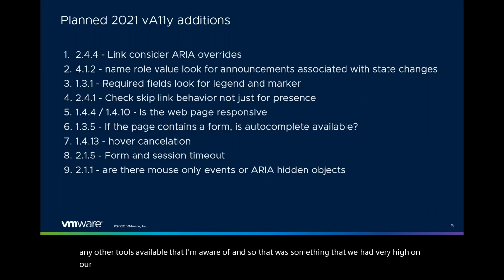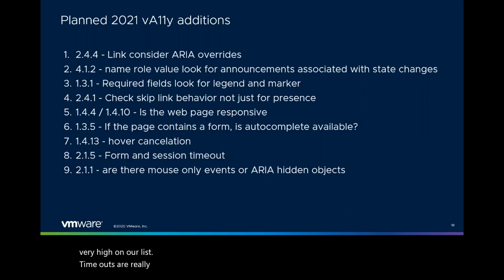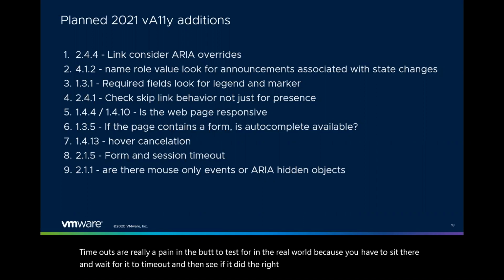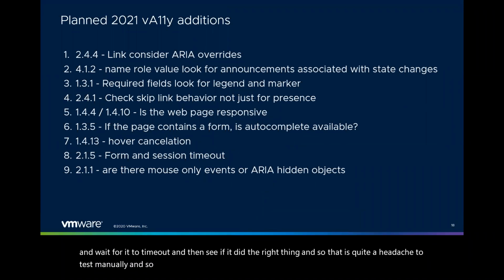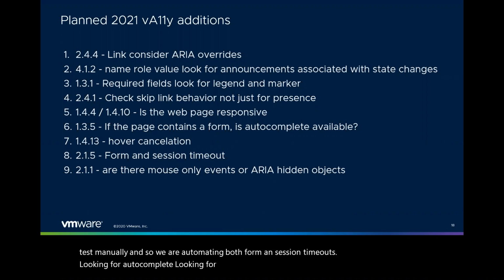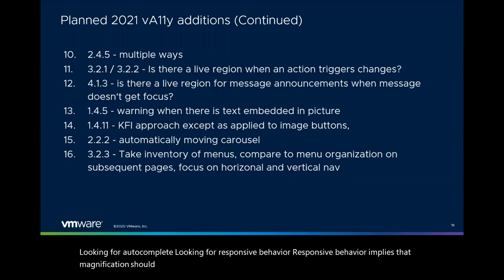Timeouts are really a pain to test for in the real world, because you have to sit there and wait for it to time out and then see if it did the right thing. And so that is quite a headache to test manually. So we are automating both form and session timeouts. Looking for autocomplete, looking for responsive behavior. Responsive behavior implies that magnification should work. Magnification is a pretty significant need of many, many users. About 1.5% of the population uses magnification.